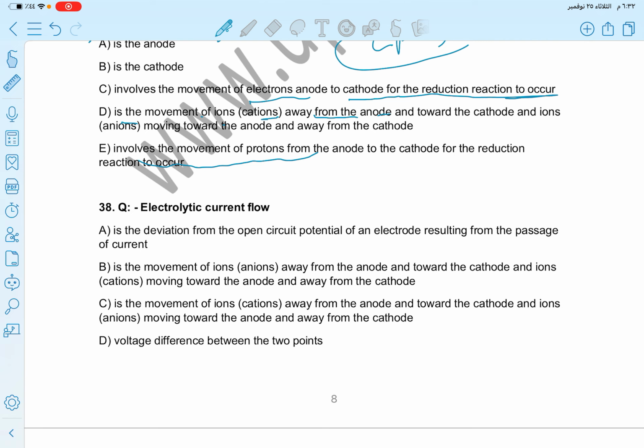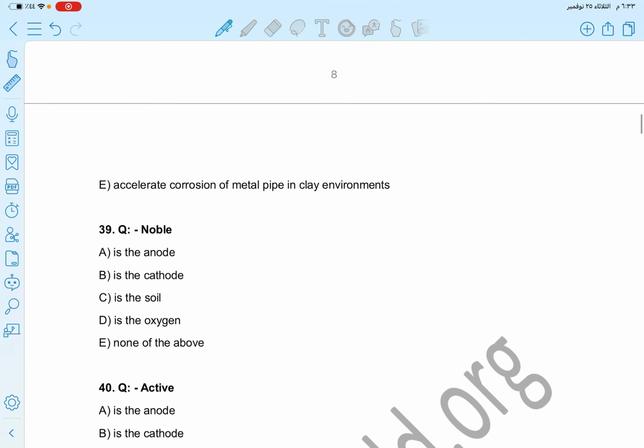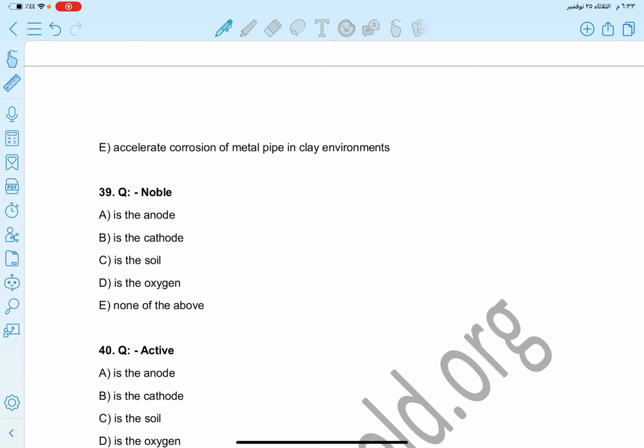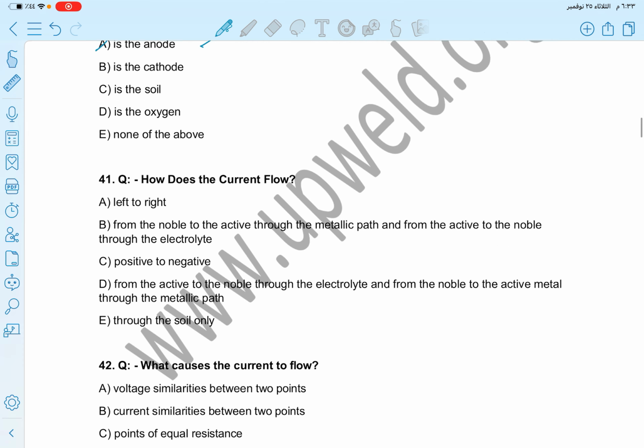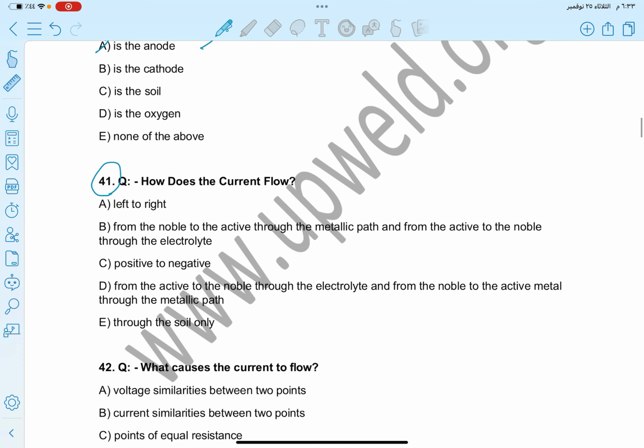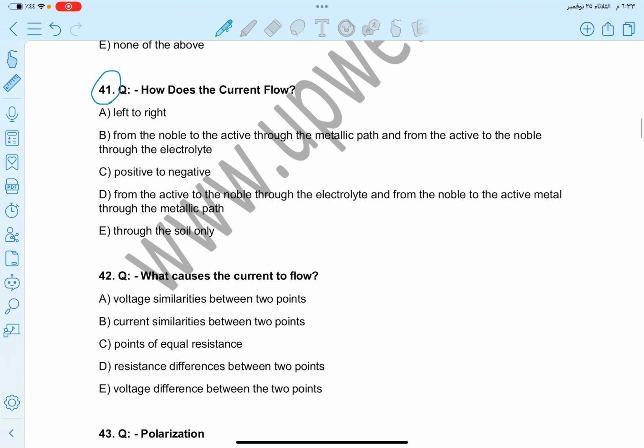38, the current flow. The current flow, I already mentioned this. Try to answer this question. Noble, so I will leave it for you. Which is more noble, the cathode or anode? Okay, I will leave this question for you. Active, also the same, I will leave it for you. How does the current flow? Try to answer this question. What causes the current flow? Very good question. Try to solve it.